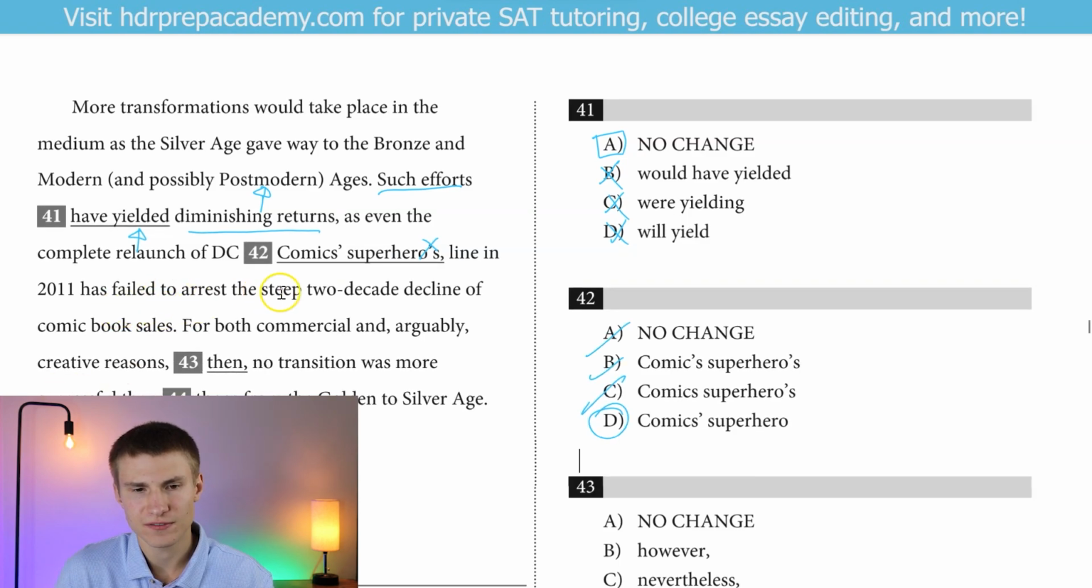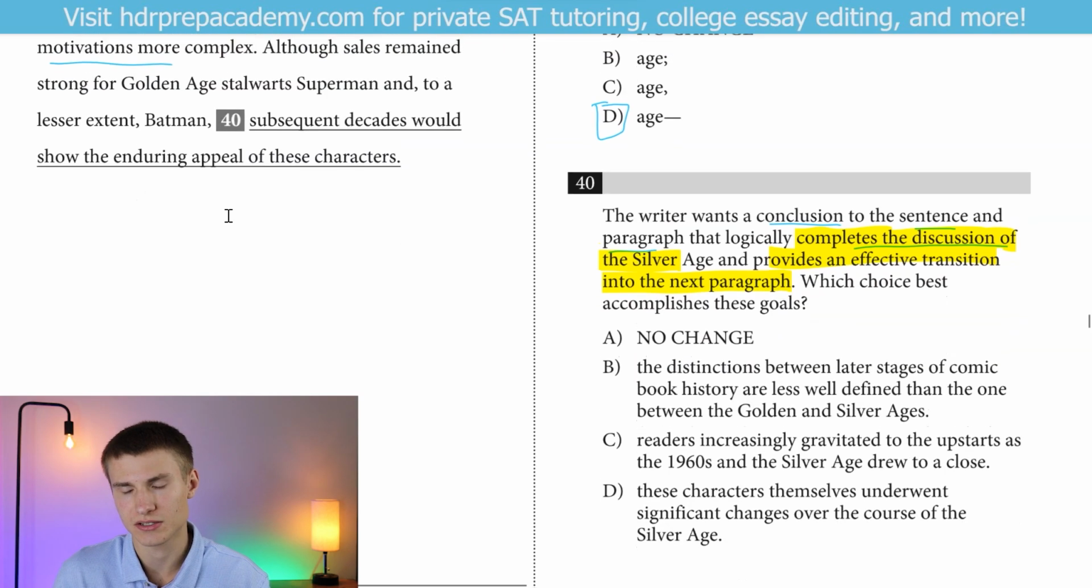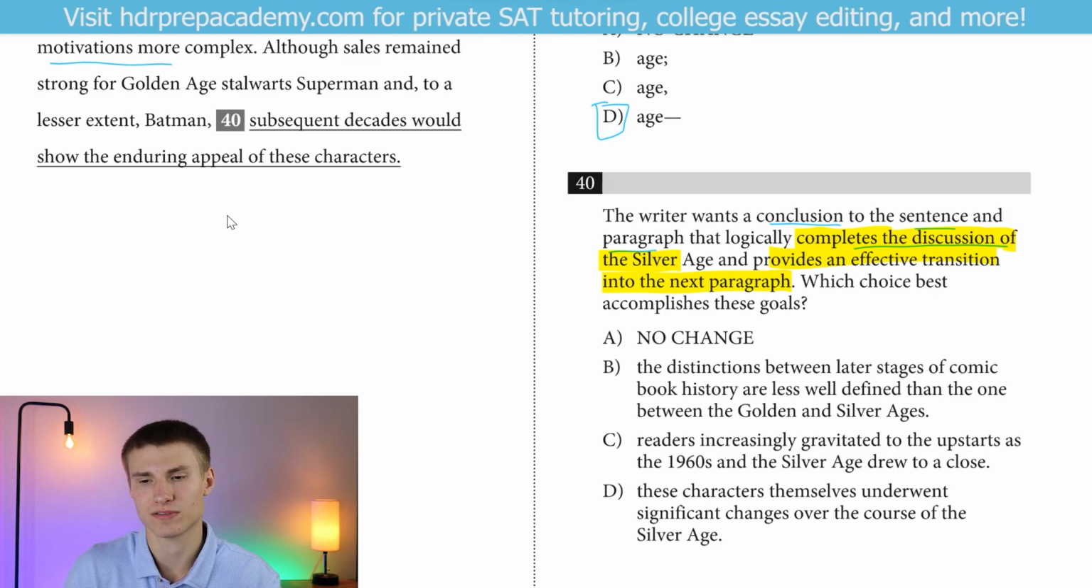Line in 2011 failed to arrest the steep and gated decline of comic book sales. At this point, I feel like we can come back up to number 40 and answer this, right? So we have to conclude the discussion of the Silver Age and provide an effective transition to this next paragraph talking about more of these eras that came after the Silver Age, right? So to take a look at option A, we have subsequent decades would show the enduring appeal of these characters. That's not closing off the Silver Age, so that's why A is wrong.